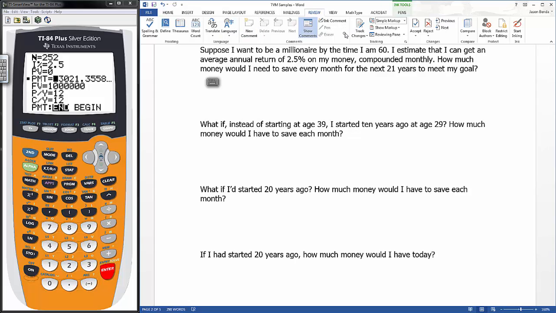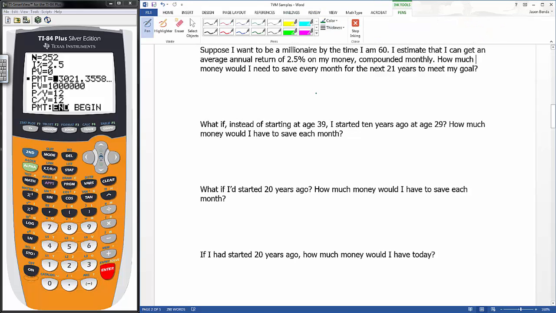It's supposed to be inking. So I've got $3,021.36. So if I can put away $3,000 a month, $3,021 a month, for the next 21 years, I'll have $1 million. Now, that's nice. If I don't have $3,000 a month to put away.